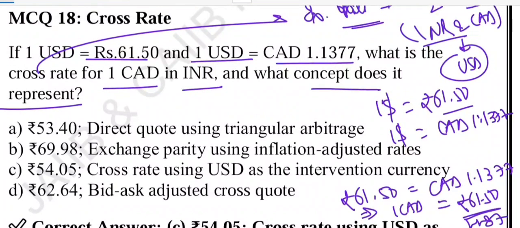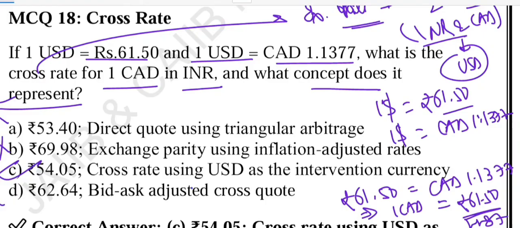So let's see the options that we have. Option A says 53.40. That is incorrect, right? Because this is incorrect math. What about option B? 69.98. That is incorrect. What about option C? Yes, it is correct. Option D is also incorrect, right?